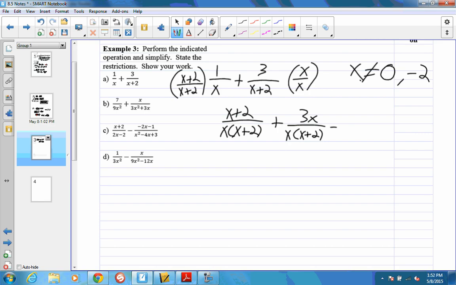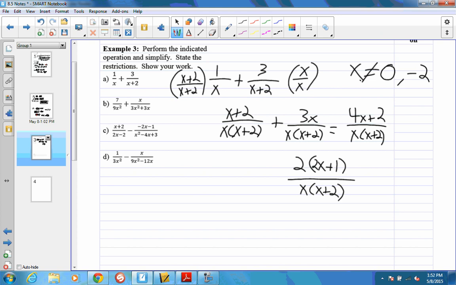Good, so let's actually add them. I've got 3x plus x plus 2. Can I just change that to 4x plus 2? Yes, you can, over x plus 2. Now finish. Try and factor the top if you can. What can we pull out of the top? Just a 2, leaving me with 2 times 2x plus 1, sorry, 2x plus 1, over x plus 2. That's great, we factored it.